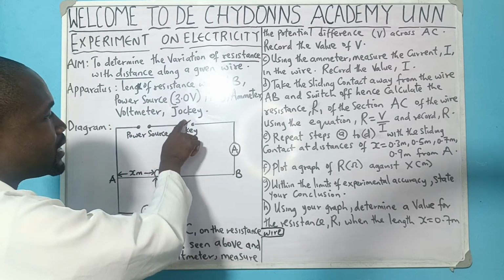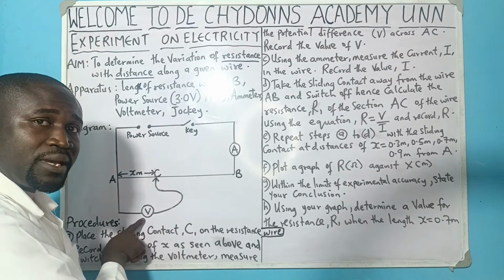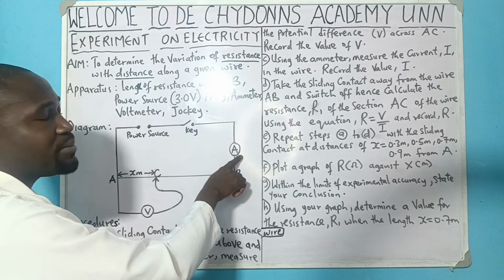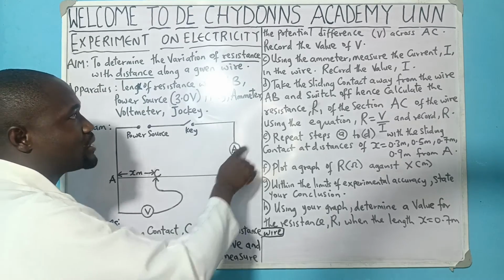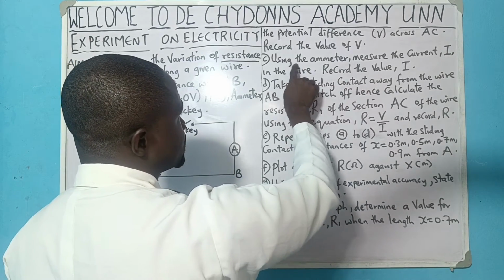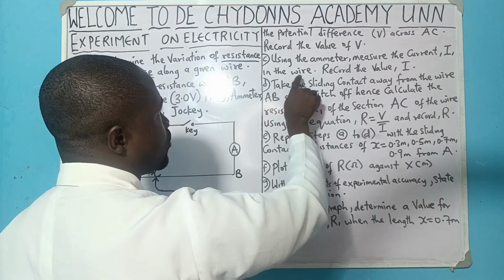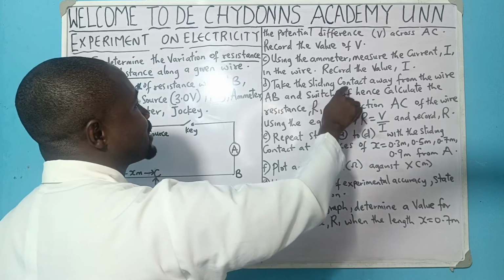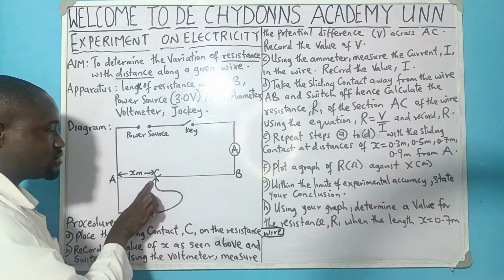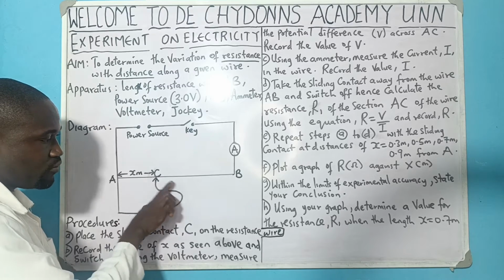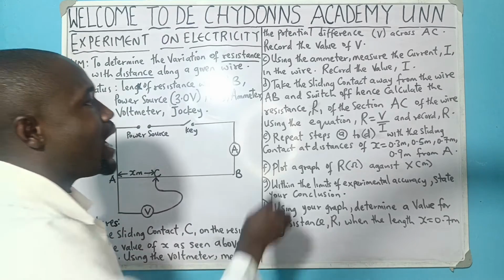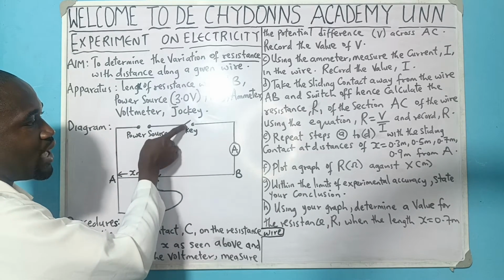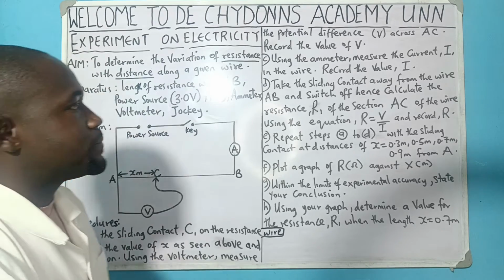So once I close this circuit, I will take the reading I see on this voltmeter. I will also take the measurement I see on this ammeter. Using the ammeter, measure the current I in the wire. Record the value I. Take the sliding contact away from the wire AB, that is, remove this jockey from the resistance wire, and switch off the circuit. This circuit, I will now switch it off by opening it.